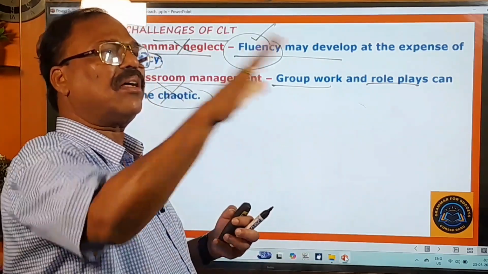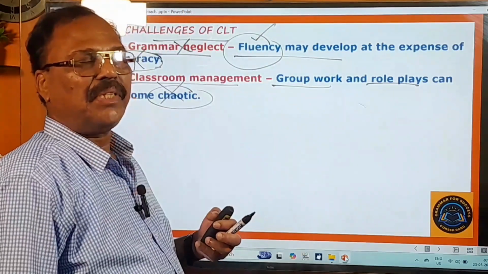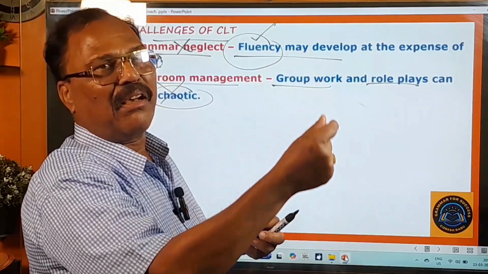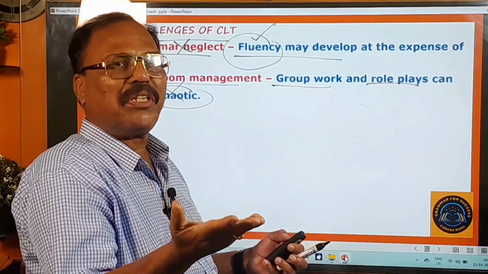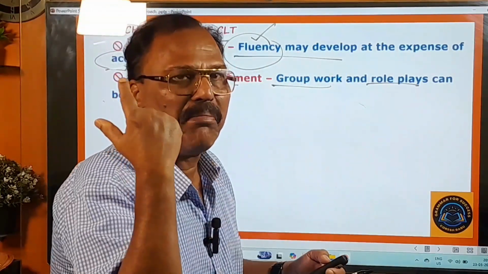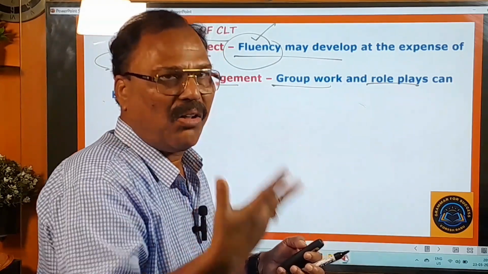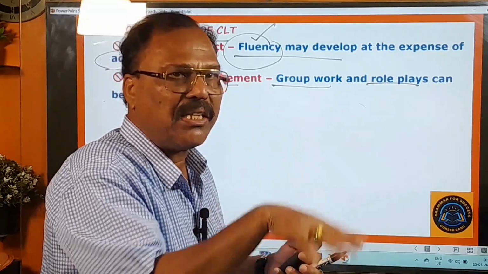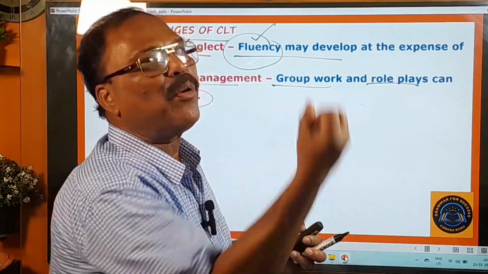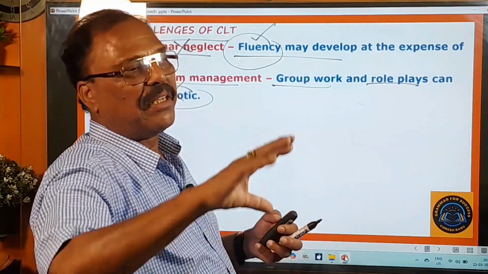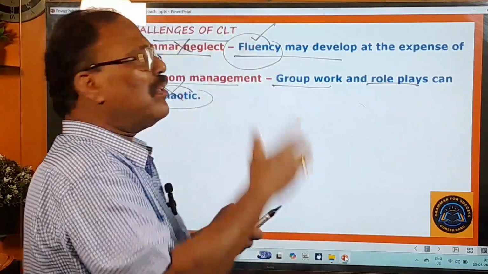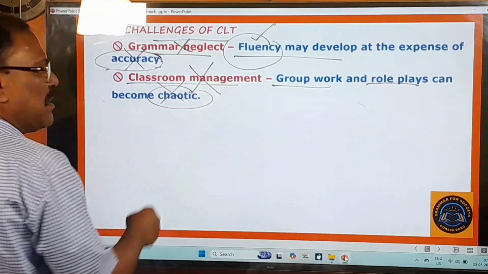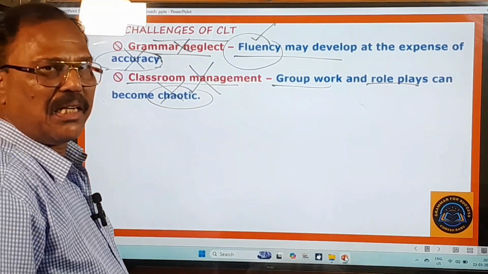The teacher cannot control all the students. Some students might take advantage of these activities and start making a lot of noise in the class. There is every possibility, because all the students are not of the same mentality or the same mind. Some mischievous students are also there. They might take advantage of these activities and kick up a row in the class. They might create some kind of uproar in the class. So that's why this classroom will become chaotic, and therefore you cannot find classroom management properly in the CLT approach.